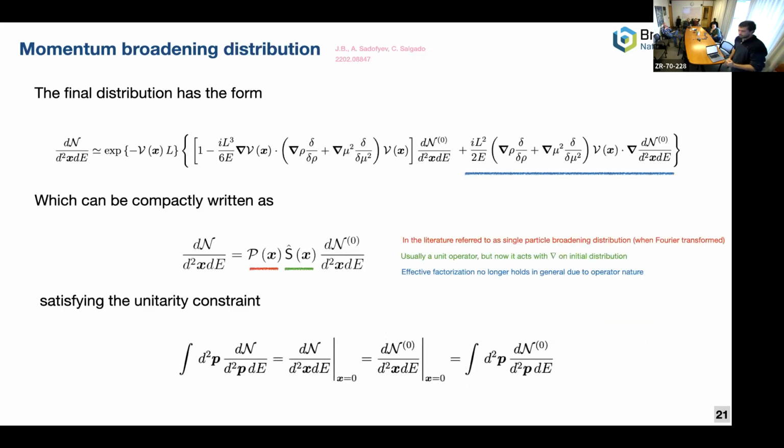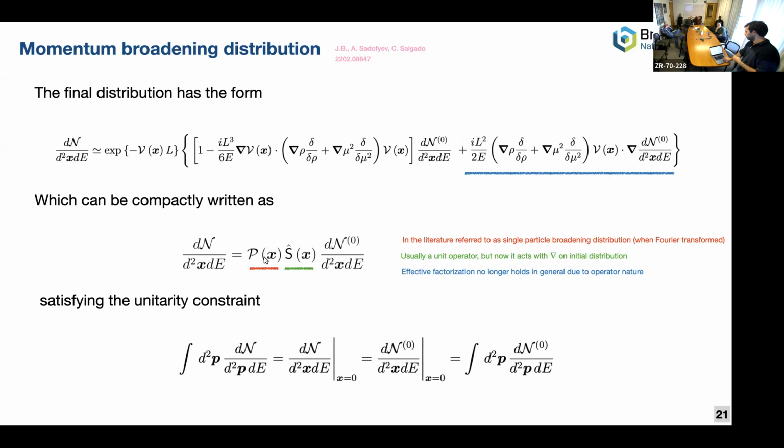Okay. So now let me explain the properties of this distribution that we found. You can write the particle distribution as a function of x, which is the x in the transverse plane, and it takes this form. So P of x can be understood as the Fourier transform of the momentum distribution, which tells you the probability of the particle acquiring momentum P inside the medium. And in the usual case, this S operator in the middle is just the unity operator, where you don't have the gradient.